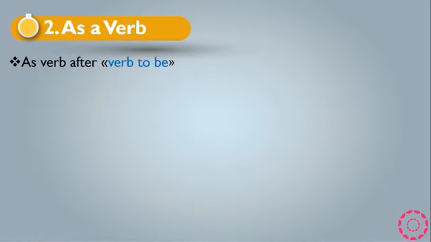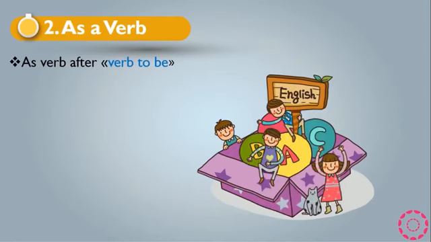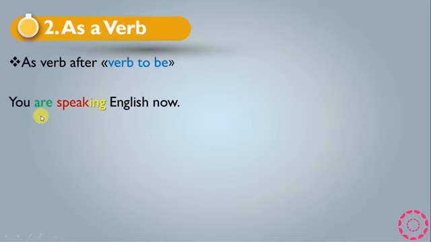So the second function that we have is ing functioning as a verb, after the verb to be. What are the verb to be? This is, am, and are. Okay. So let's see examples. You are speaking English now. We have the verb to be here, are, and after are we have speaking, which takes ing, and this speaking functions as a verb. Why? Because it's followed by are, the verb to be.